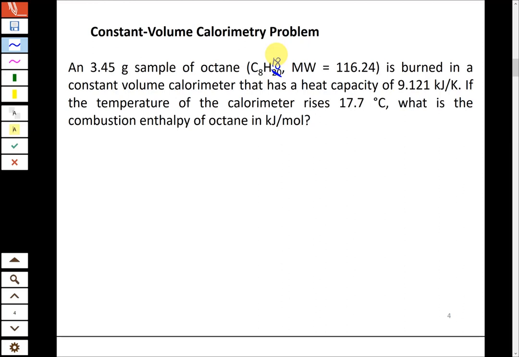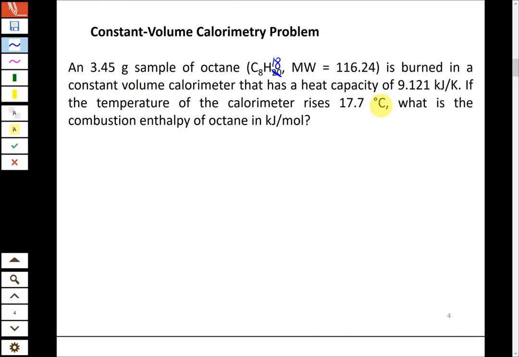All right. Anyway, 3.545 gram sample of octane. The formula, let's just pretend that's the correct molecular weight. I forget if the molecular weight's wrong now too, but let's just pretend it is. It's burned in a constant volume calorimeter that has a heat capacity of 9.121 kilojoules per Kelvin. If the temperature of the calorimeter rises 17.7 degrees Celsius, what is the combustion enthalpy in kilojoules per mole?